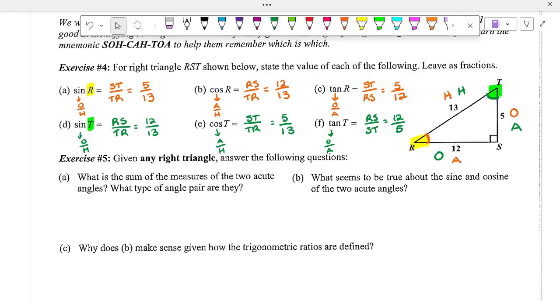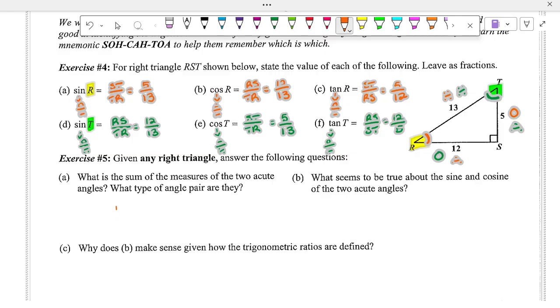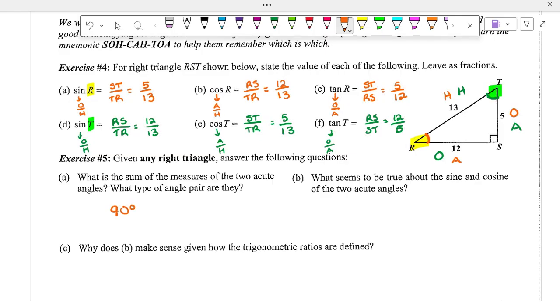So what should the sum of the two acute angles be? It should be 90 degrees. So that means what type of angle pair are they to each other? They're complementary. Now, what seems to be true about the sine and cosines of the two acute angles? All right, so between R and T up top, what's true about the sine and cosine of them? They're the same ratios, they're just flipped. Same ratios, but switched.